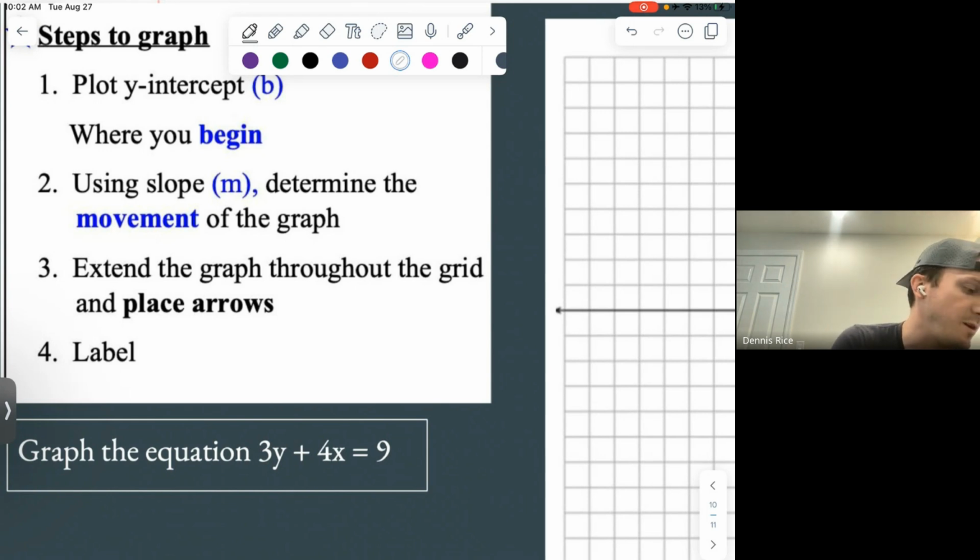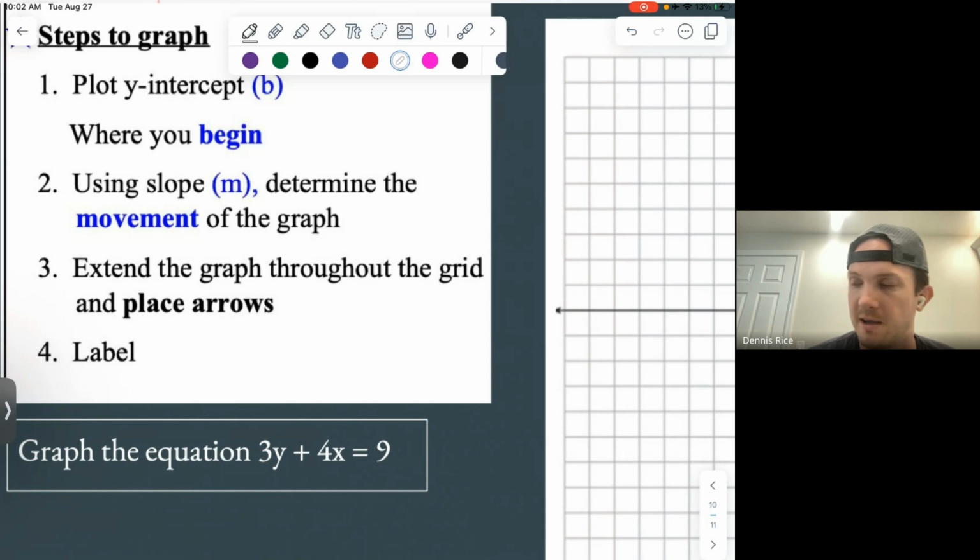It says plot the y-intercept. That's the b value. A way to remember that: b is where you begin. No, that's not why they use the letter b, but it's just a little memory device, a trick. Slope is going to tell us how to move. We're going to use the slope m to determine how we move. How do I go up and down? How do I go left and right? Again, word association, trick. It's not why they use the letter m.